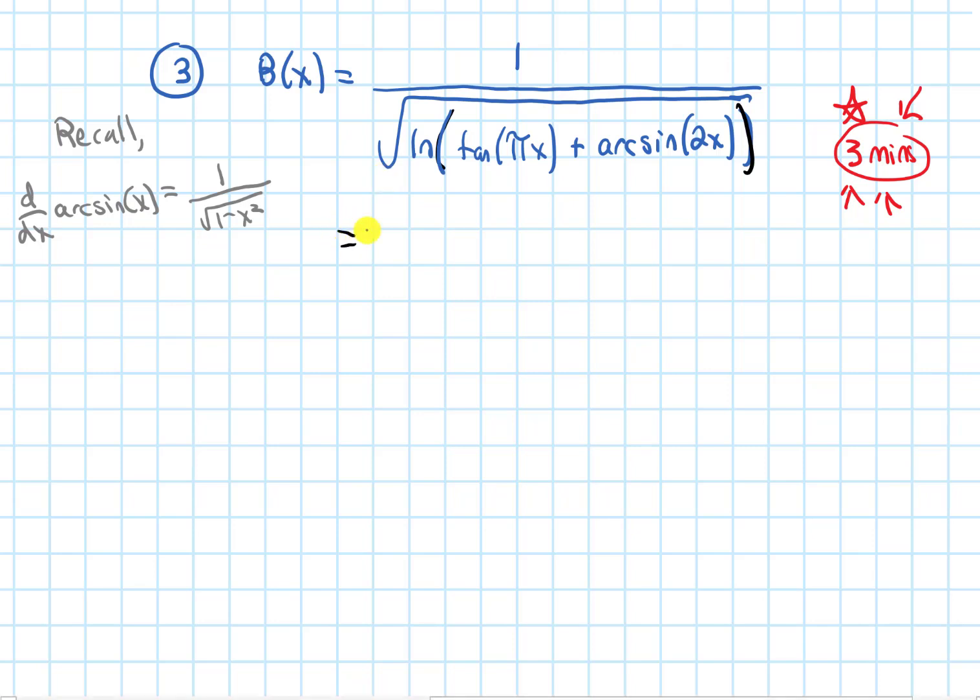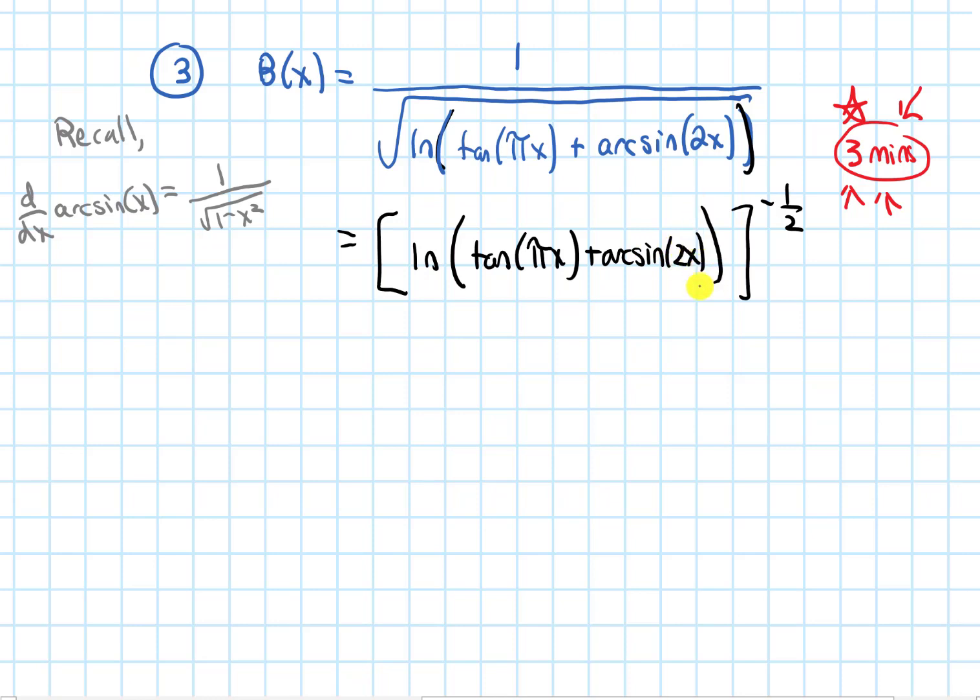So we want to begin by rewriting this. The square root, it's helpful to rewrite that as a power. It's the same thing as a 1/2 power. And when I bring that whole thing to the numerator, it will become a negative 1/2 power. So inside of that power, we have that ln of tangent of pi x plus arcsine of 2x.